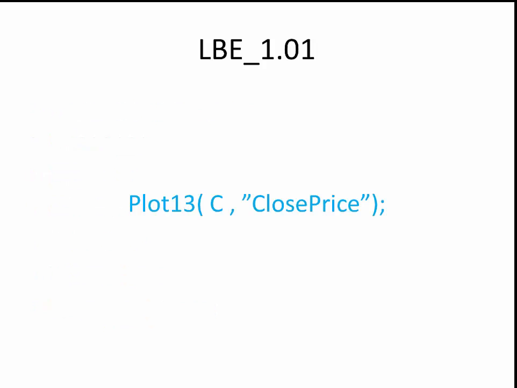So here we have the completed statement, plot 13, open paren, C for close price, comma, and then in quotes the description, close price, end parentheses with a semicolon. That's all it takes to create a plot statement. We'll see what it looks like in TradeStation.